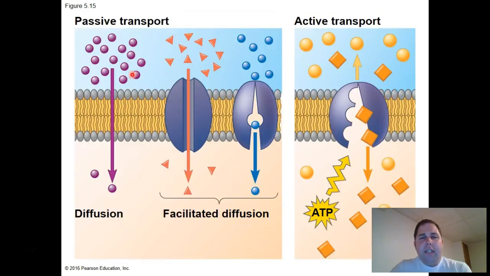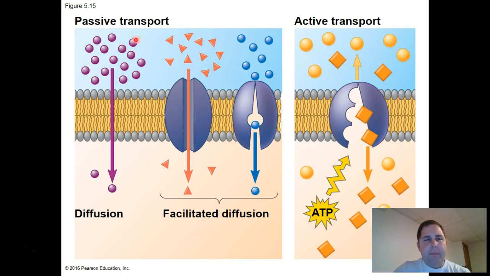So just to look at those ideas all together, we have two categories of transport, passive and active. Passive is going to require no energy because things are going to go from high to low. Active is going to require energy because they're going to go from low, if you look at the circles, to high, if you look at the circles up here.